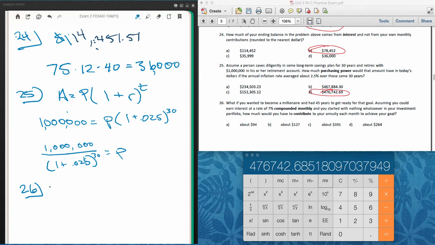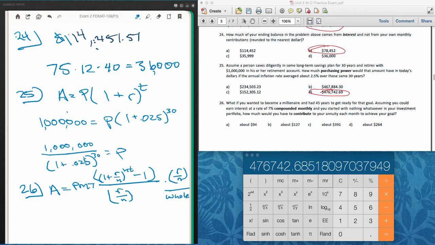So we have to go back to that formula of A is equal to the payment times 1 plus the rate divided by the compounding, to the T minus 1, divided by R over N. So what we want to do is we're looking for the payment. So we can actually rewrite this equation if I multiply this by the reciprocal, which is R over N, and that whole value.